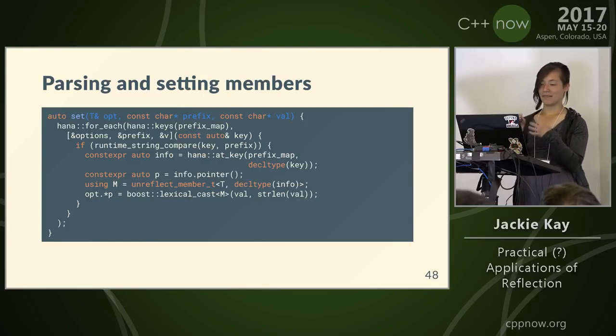Because we're dealing with kind of simple primitives right now, we're going to do a lexical cast. That's why we need to get the type out, because the interface for Boost lexical cast requires you to specify the type and use a member pointer to set that.